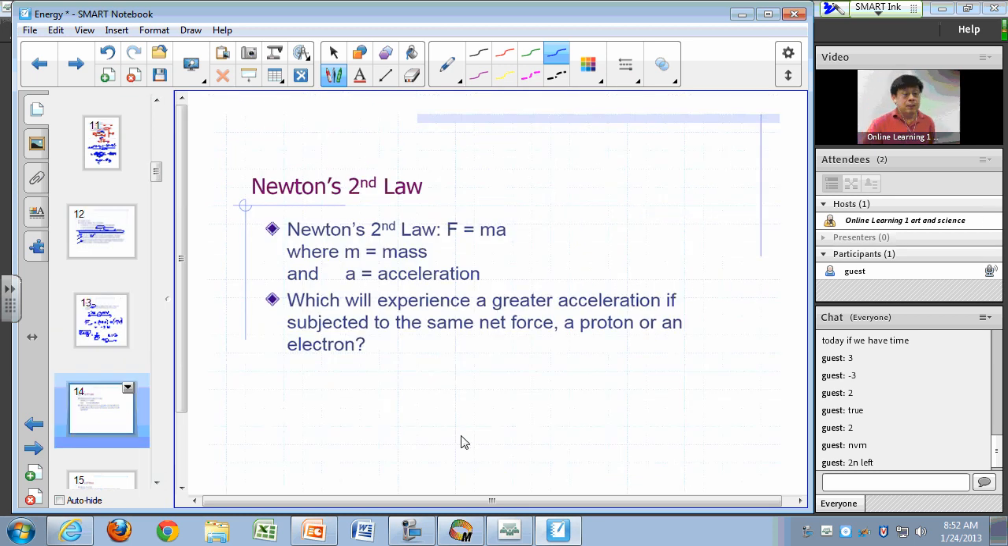All right. So Newton's law, like I said, is this equation right here. It relates force to the acceleration. Force equals mass times acceleration. So which will experience a greater acceleration if subjected to the same net force? A proton or an electron?